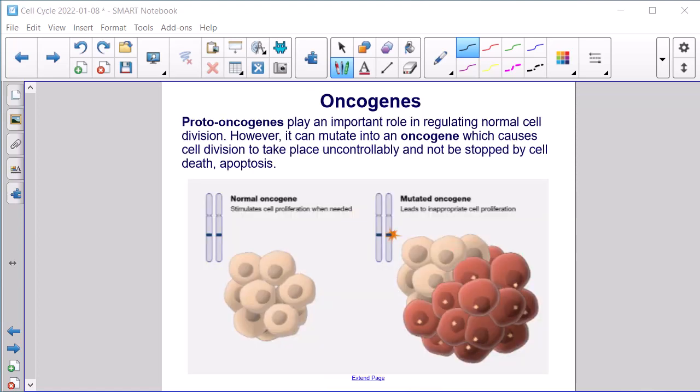Oncogenes. Proto-oncogenes play an important role in regulating normal cell division. However, it can mutate into an oncogene, which causes cell division to take place uncontrollably and not be stopped by cell death or apoptosis. So here's a normal oncogene, which stimulates cell proliferation when needed. There's a mutation here on this oncogene, which leads to inappropriate cell proliferation, and you can see now the growth of a damaged cell, which continues to grow and is not stopped by apoptosis.